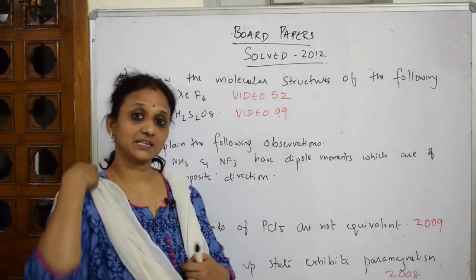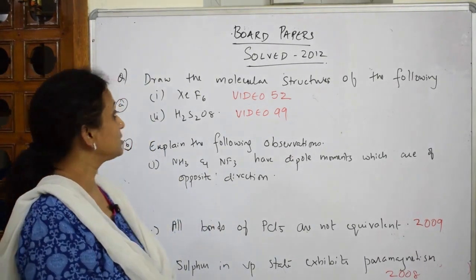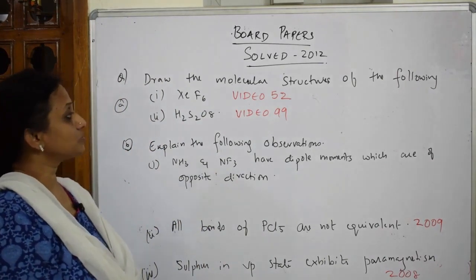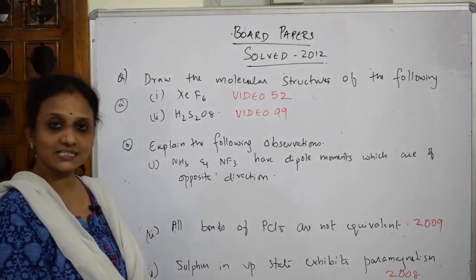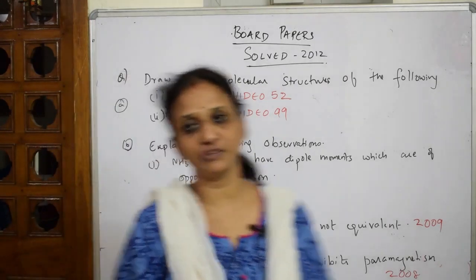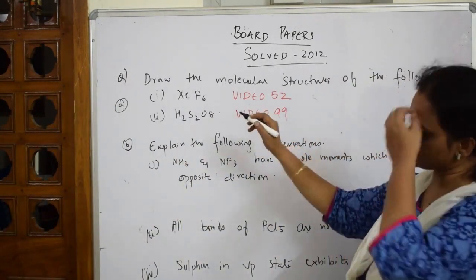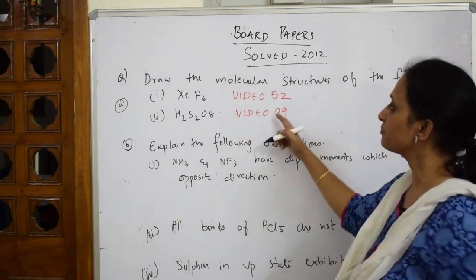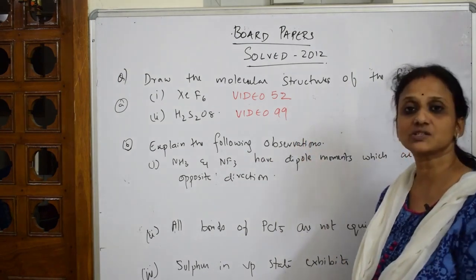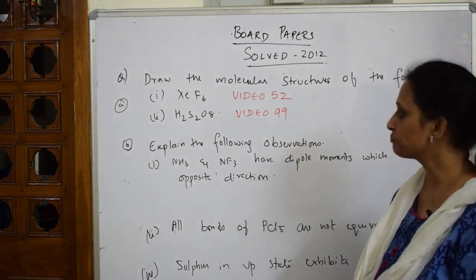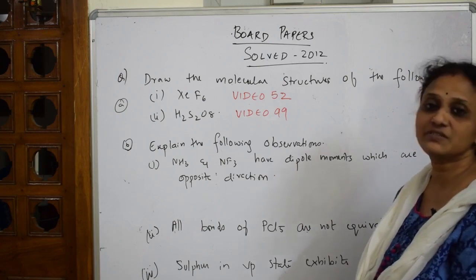Right. Let's come back and solve the 2012 paper. What did they say? Draw the molecular structures of the following. As I said, the structures are compulsory, asked in every paper. I've done this XeF6 structure in video number 52. And this structure, the oxoacids of sulfur, in video number 99. Done.